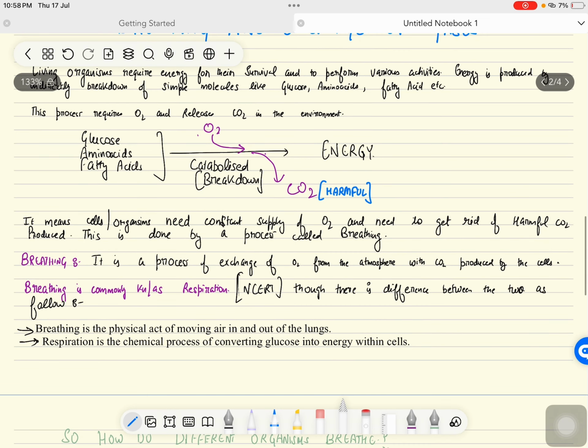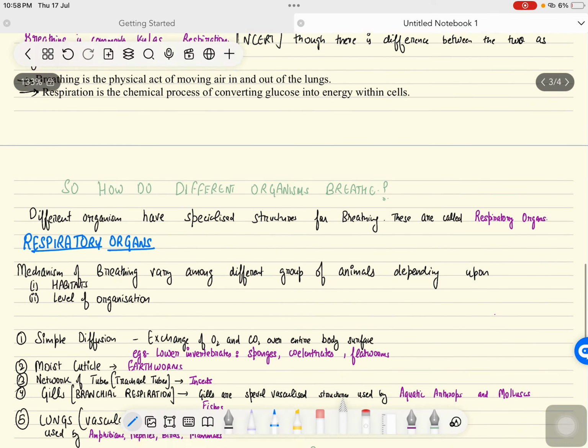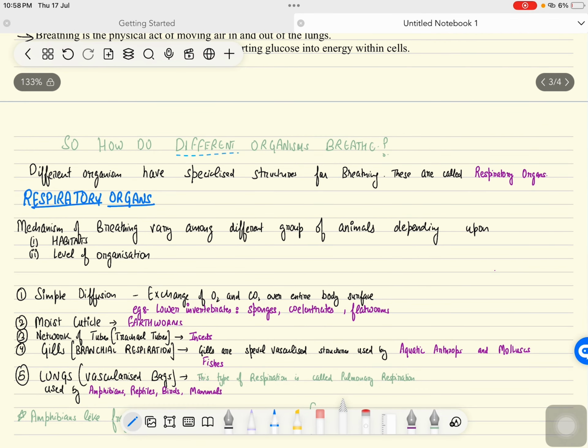So, what is breathing and what is respiration? Breathing is a physical act of moving air into and out of the lungs, but respiration is a chemical process. It involves converting glucose into energy within cells. So, when we place our hand on our chest and feel the movement of our chest, that process is breathing. That physical act is breathing. The chemical reactions that are ongoing in our body to break the glucose into energy, the whole process is known as respiration.